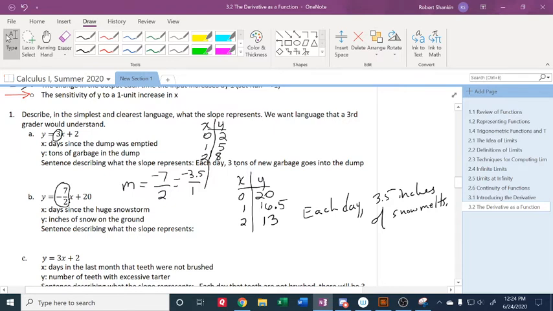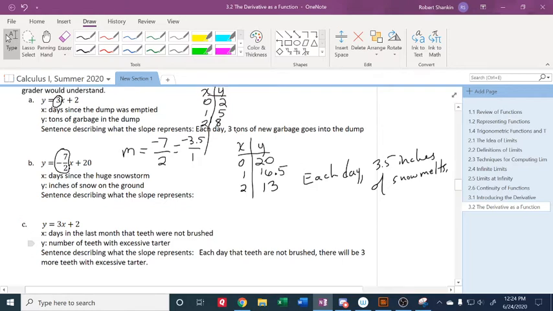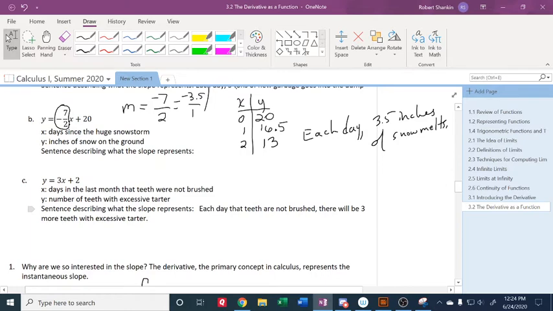After looking at this situation, I wonder, what does the 2 really represent here? Can anybody tell me what the 2 is about? So you already have 2 teeth that have excessive tartar, no matter, even if you brush every single day. So if you had 0 days, you're probably still going to have a couple teeth with excessive tartar. But of course, I made all this up. None of this is realistic, tartar and teeth.